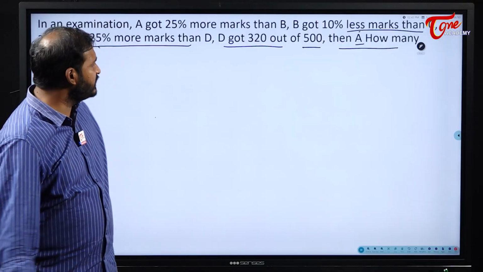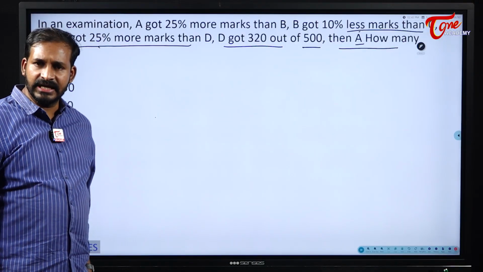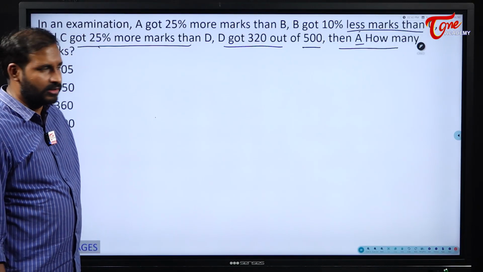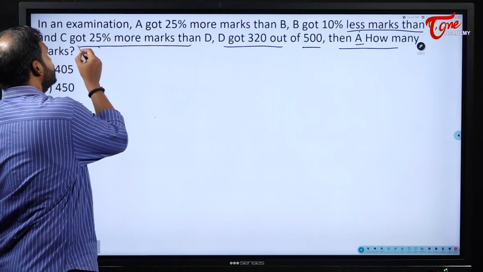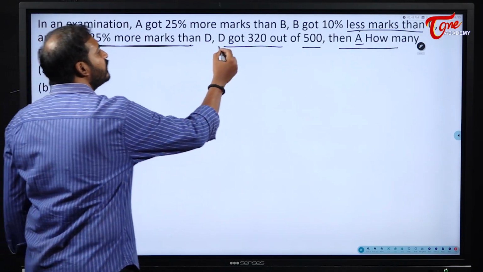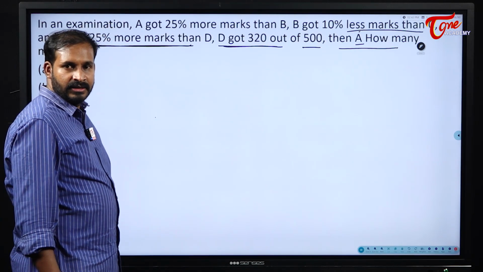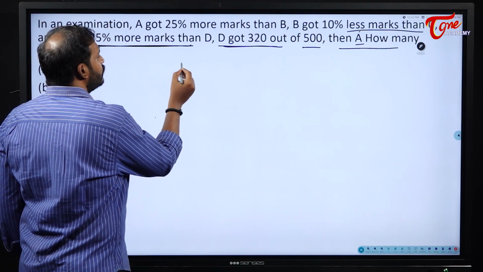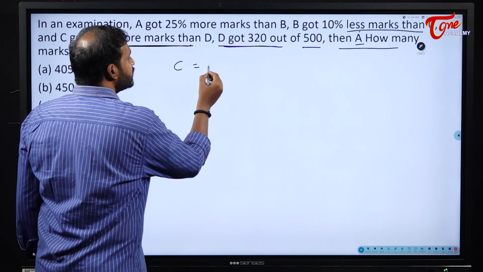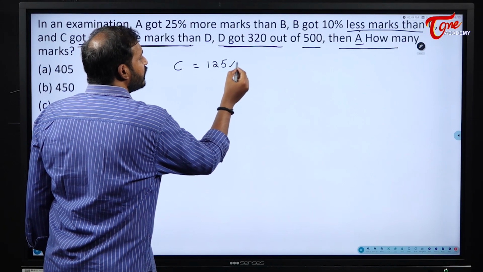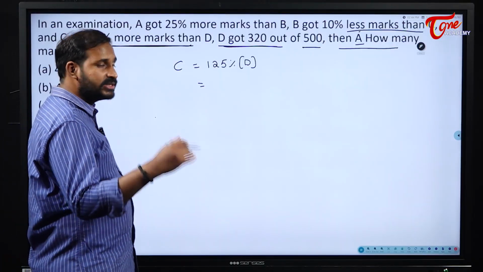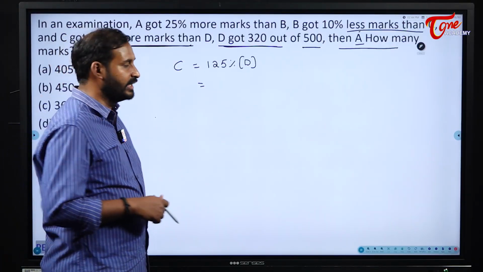That is our question. Now please see here, this one is also more or less like a chain, right? So if we solve it in any other method, definitely it will waste our time a lot. But we can come in reverse order. C got how much? 25% more than D, right? So D got how much here? 320. So C will get how much? 25% more means usually what can I say? 125% of D. C gets how much? 125% of D.